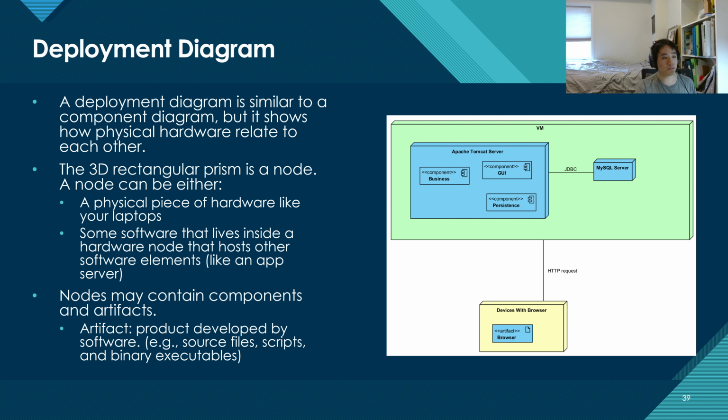And an artifact is like a product coming from some kind of software. It could be our browser, it could be source files, binaries, and so on. In our case, an artifact we have on our system is the browser. Okay.